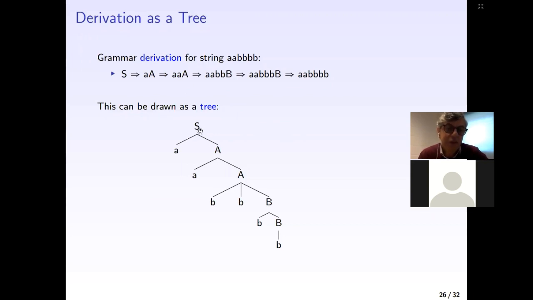And you can show that in the graph. You can say I'm from here S, I generate AA. From this guy, I generate AA. From this guy, I generate BB, capital B. This guy, I generate capital B. And then I finally generate B. It is called a tree. From a grammar, we can derive a tree.